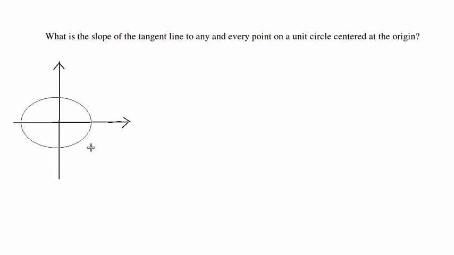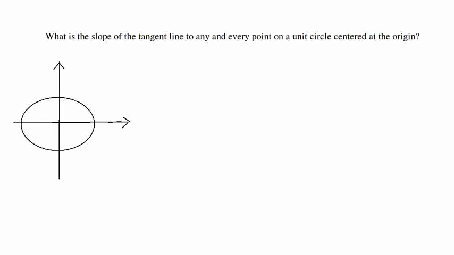What is the slope of the tangent line to any and every point on a unit circle centered at the origin? All right, I hope that's clear what I'm asking for. So we've got an XY plane, and we've got a unit circle. That's a fancy way of saying a circle with a radius of 1. Okay, and we want the slope of the tangent line at any point.